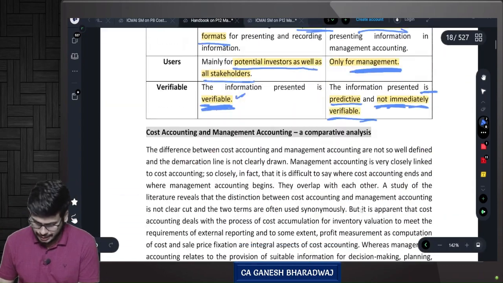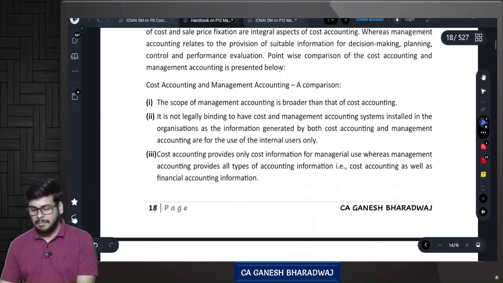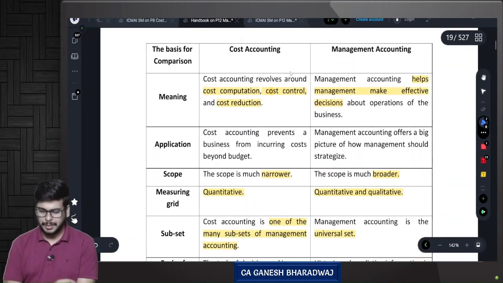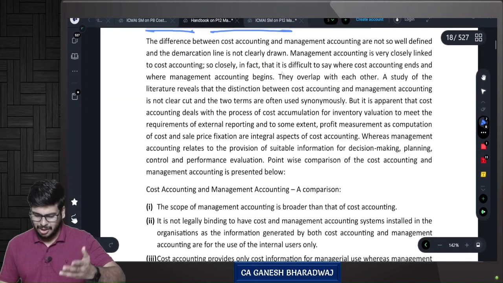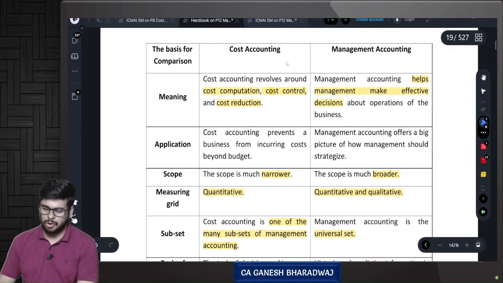Fine. Next, we are going to see the difference between cost accounting and management accounting. We will see it here. They have given all this explanation, but it's not required. Directly, let's get into the tabular column. Meaning of cost accounting: cost accounting revolves around cost computation, cost control, cost reduction.